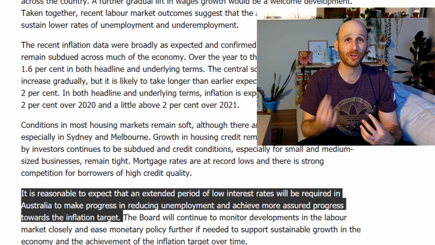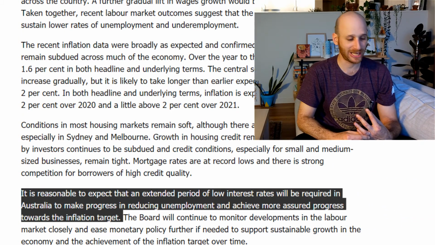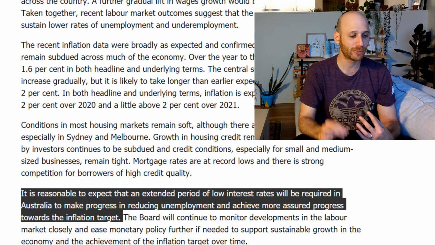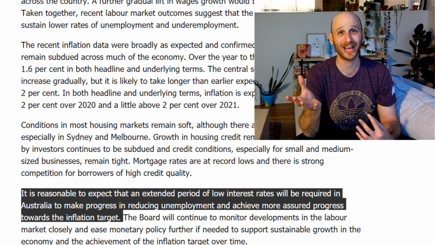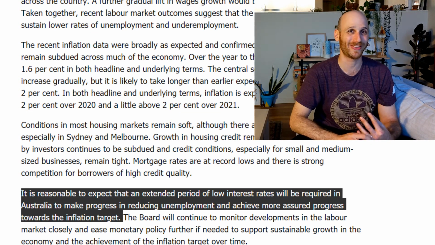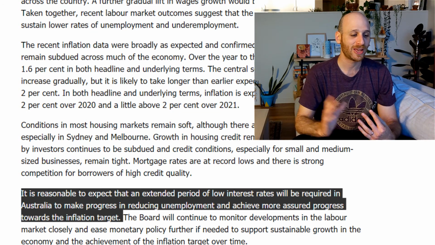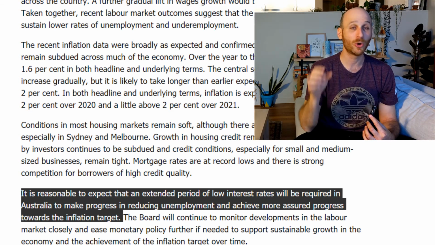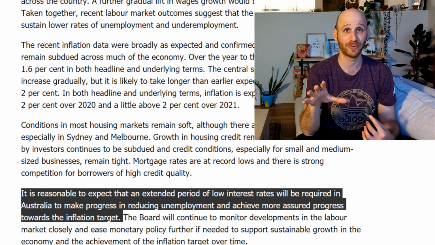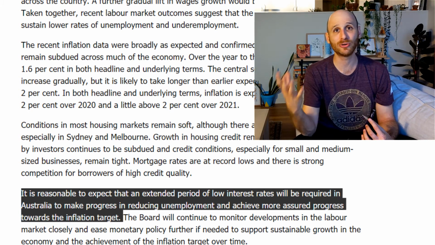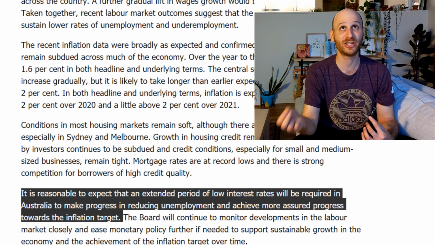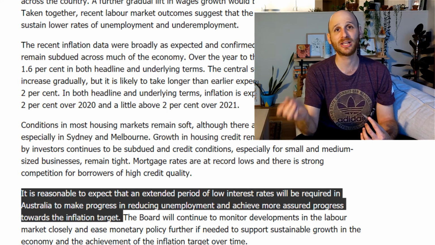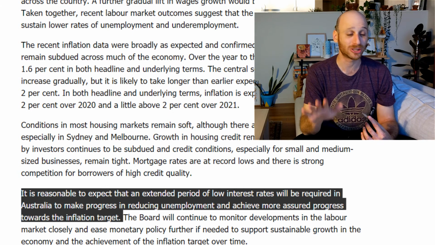Okay, and then we come to the concluding part of the statement here, and you can see that the RBA is saying it is reasonable to expect. This is like, you should expect this. It is reasonable to expect that an extended period, a longer period of low interest rates will be required in Australia. So if you're looking at the outlook for monetary policy in 2019 and probably 2020, it is very likely that interest rates will remain low.